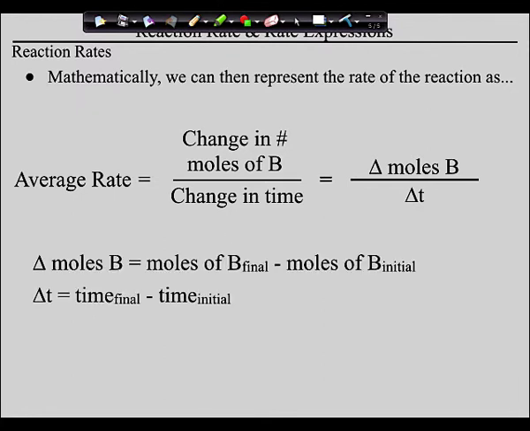So guys, maybe it is worth writing down. Change is always final minus initial. Doesn't matter what change you're talking about. It is uniformly always final minus initial. So maybe rather than writing down those two statements, you could just write a note to yourself, final minus initial.